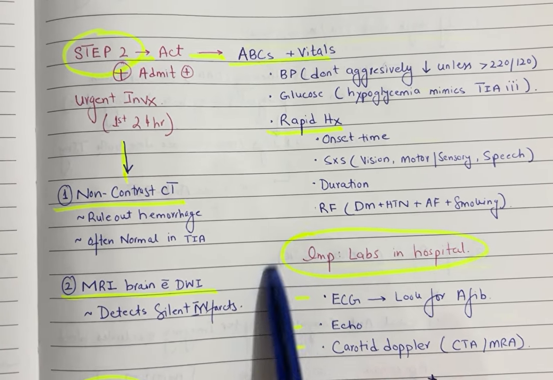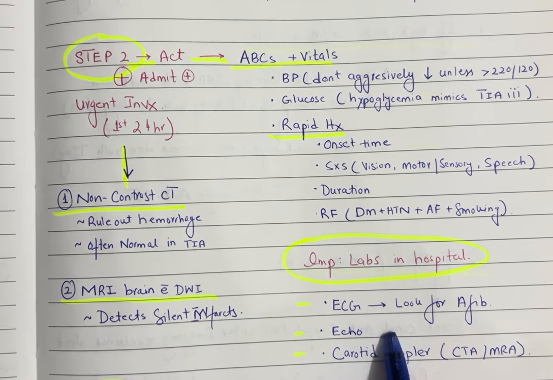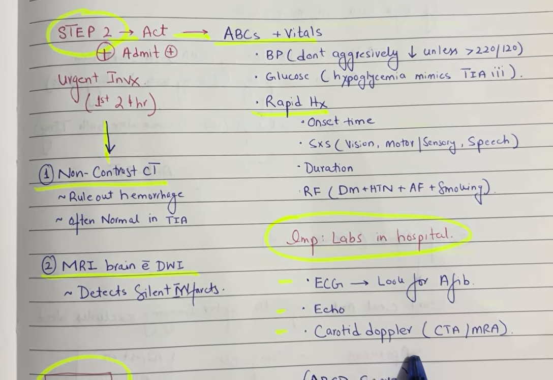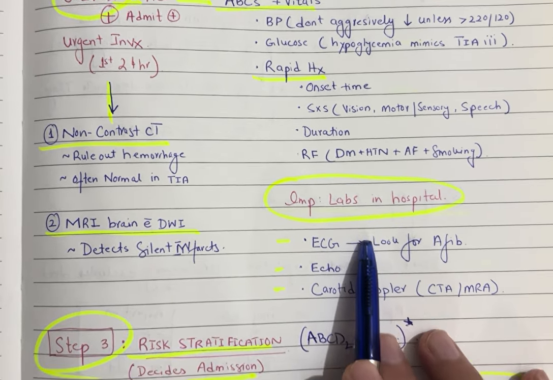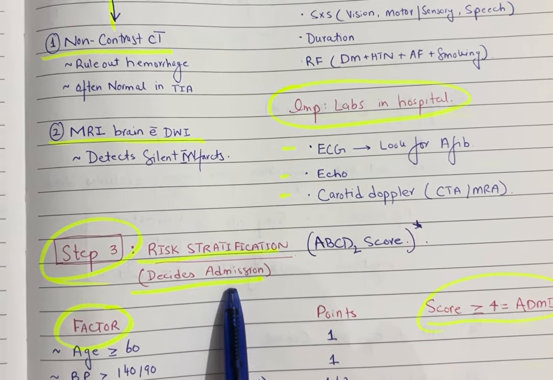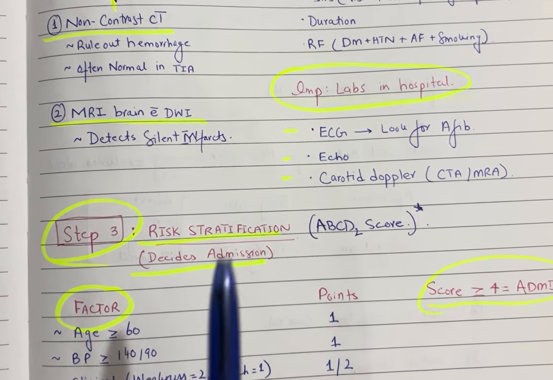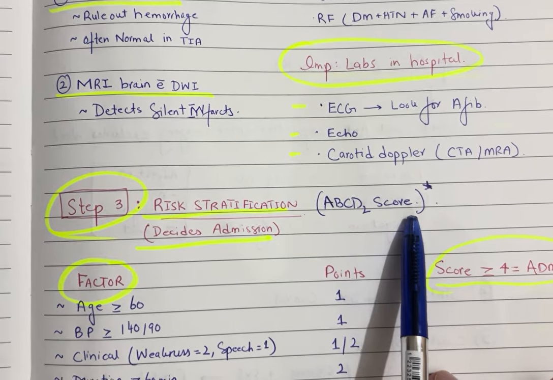In the next 24 hours, you can do the rest, because you will do the ECG at the beginning, and you need to do echo and carotid Doppler. That's the most important labs you need to do. And once that has been done, then you need to stratify the patient, which will decide the admission for the patient, and this is known as the ABCD2 score.